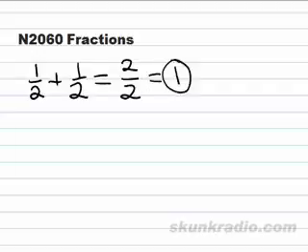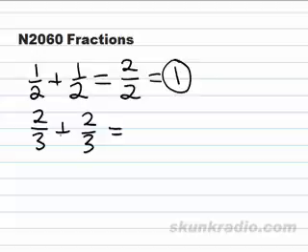You could have a slightly different problem, 2/3 plus 2/3. And it's supposed to be a plus sign. And so you've got a common denominator, so you just add the two top numbers together. 2 plus 2 is 4. Keep the same number in the denominator.